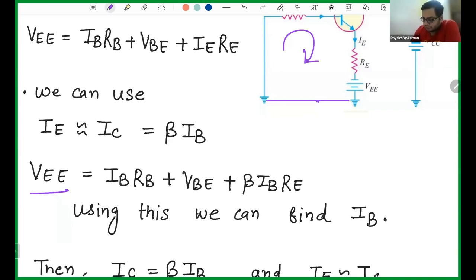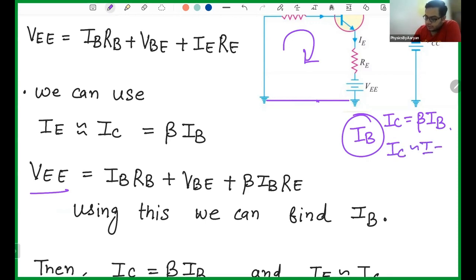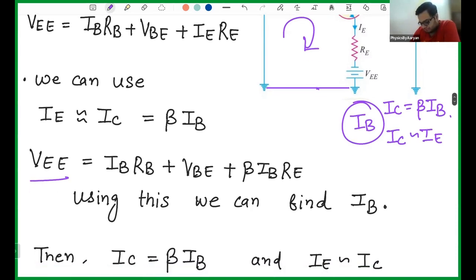Always remember in a transistor, the first current that we find is the base current. Once we know the base current, we find the collector current by using the formula beta IB. Once we know the collector current, we say that collector current and emitter current are almost the same. These are the general steps followed in almost all problems. First, you find IB using the Kirchhoff voltage law loop, then IC equals beta IB, and then you say IE and IC are almost the same.